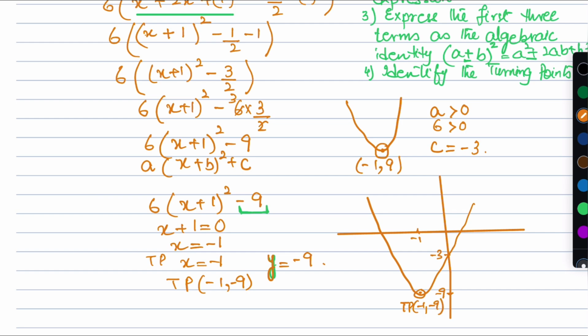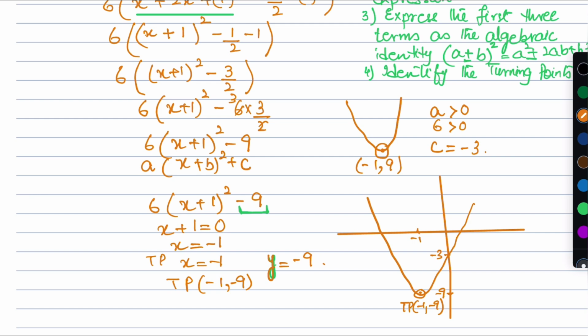So this is the significance of the completing the square method, that I can get the turning point after expressing it in the completed squared form, and then I can sketch the curve just by looking at the sign of the coefficient of x square and the y-intercept.